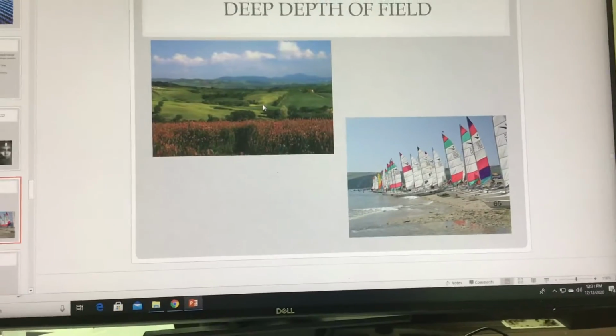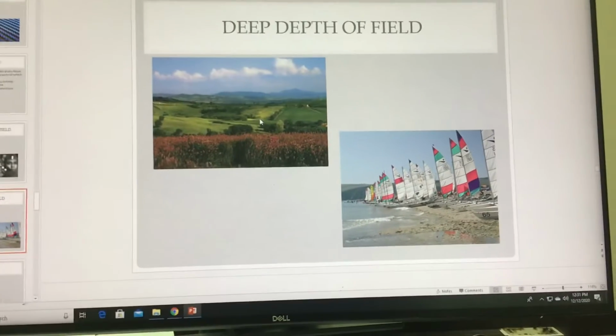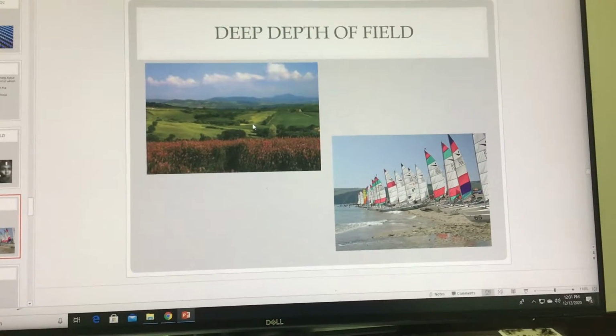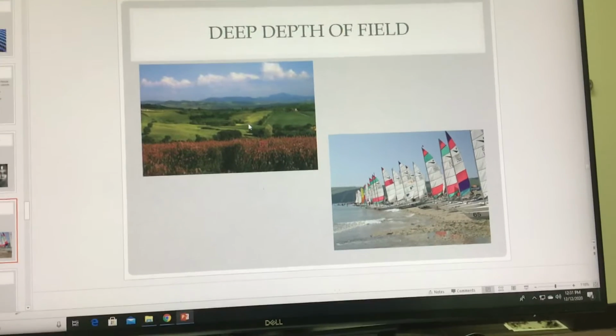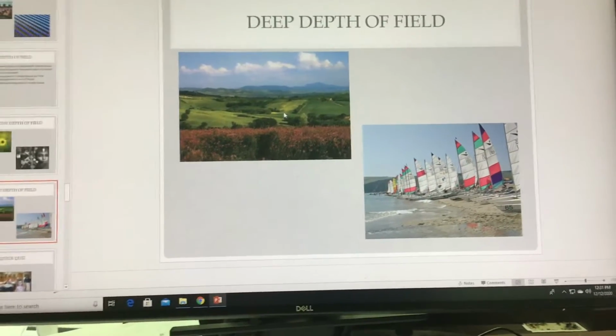Okay. What is the difference between shallow and deep depth of field? So shallow depth of field is when the object of focus is in sharp focus, but the background or foreground is blurry. And deep depth of field means the entire photograph is in focus.